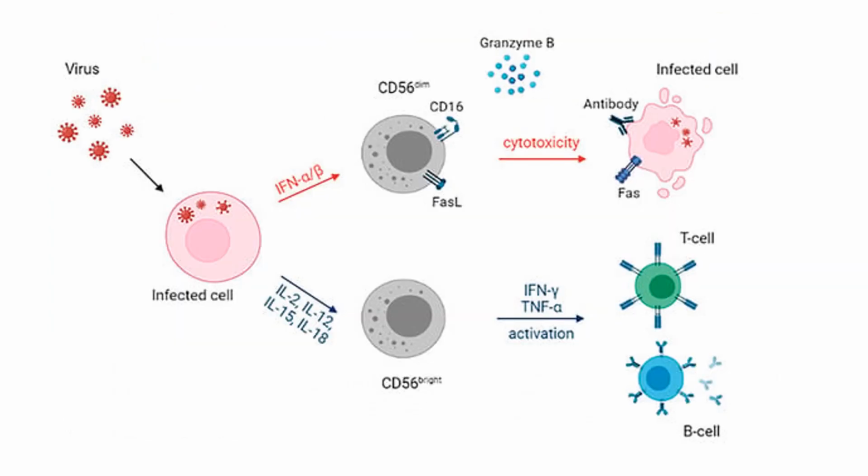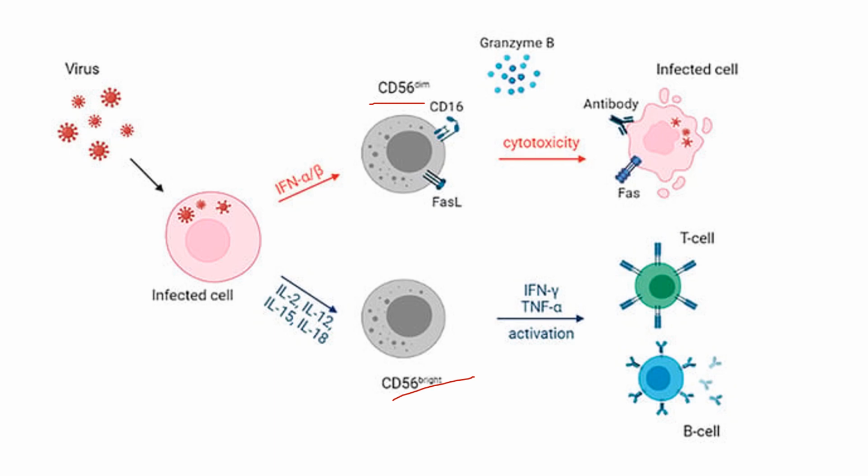So here is the picture. You can understand how CD56 dim and CD56 bright proceed with their activity, and they lead to cell cytolysis. First, virus and NK cell activation. NK cells are activated when the virus infected cell releases interferon alpha, beta and interleukin 2, 12, 15 and 18, which respectively stimulate NK cell cytotoxicity and adaptive immunity activation.